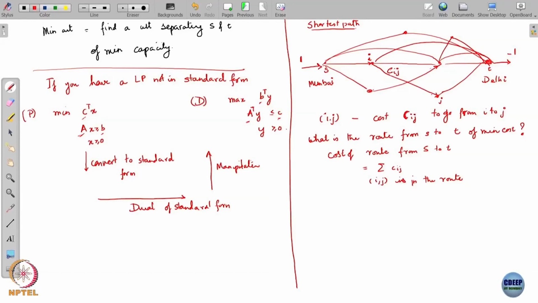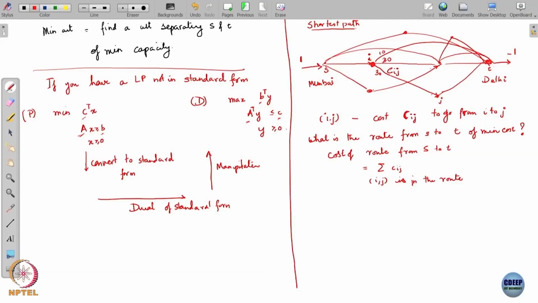Whenever this one unit of flow reaches any particular node, say it reaches this node i, there is a decision we need to make: out of all the links going out from node i, which one should I pick? Now, suppose at node i I have links which have costs, say, 10, 20 and 30. These are the costs of the links, not capacities.